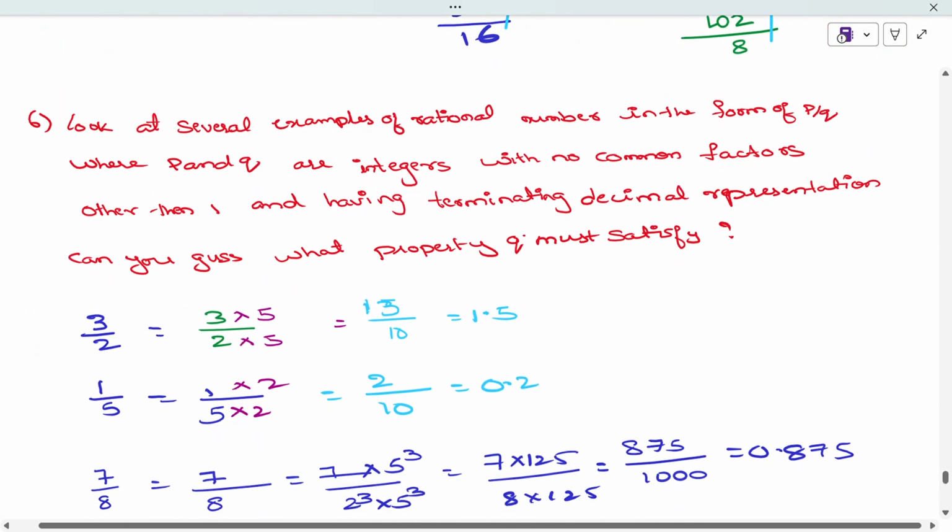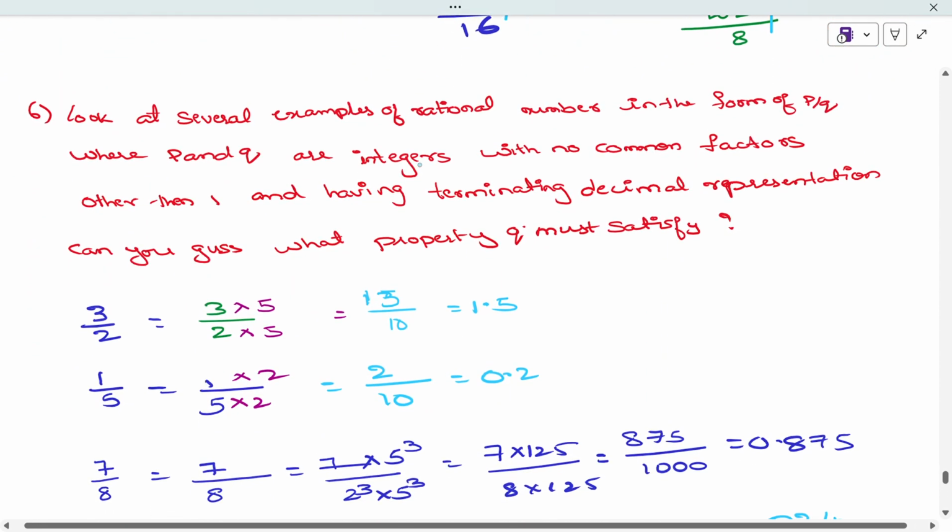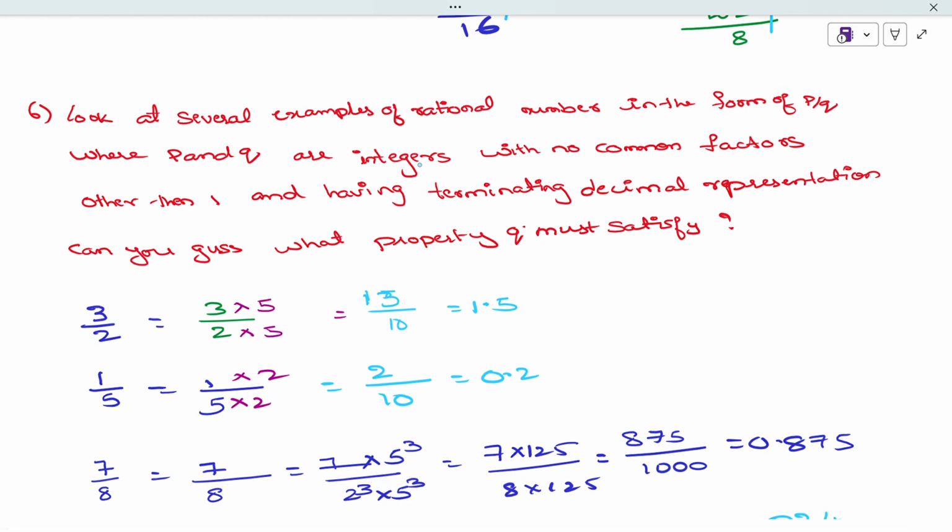Look at several examples of rational numbers in the form P by Q, where P and Q are integers with no common factors other than 1. 1 is the only common factor. And having a terminating decimal representation, can you guess what property Q must satisfy? So they are saying we have to write it in terminating decimal form, and we have to find which property is satisfied.